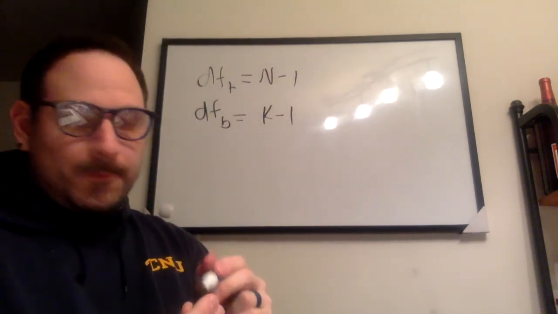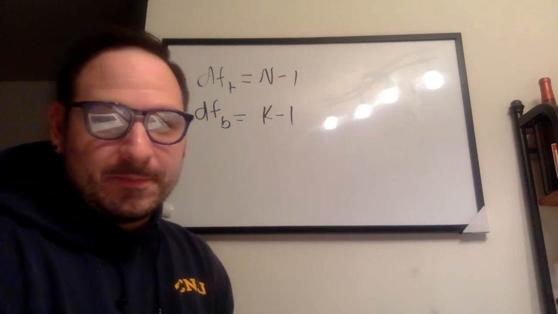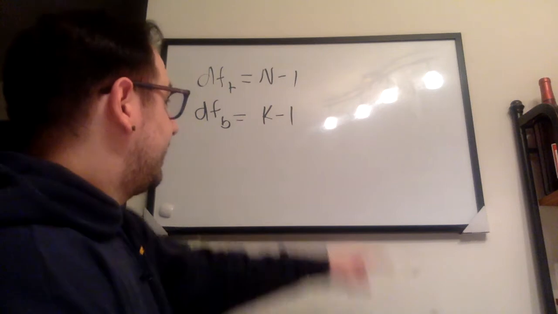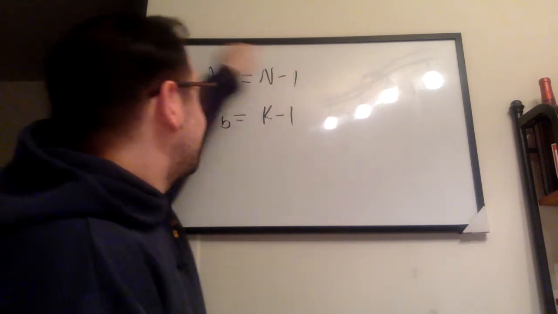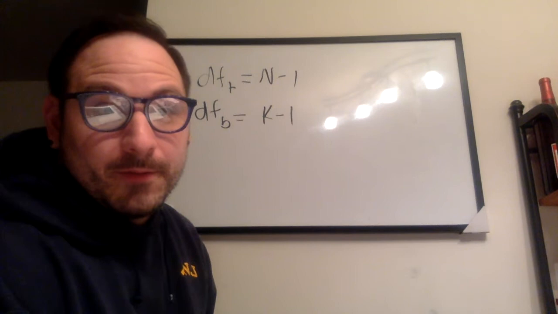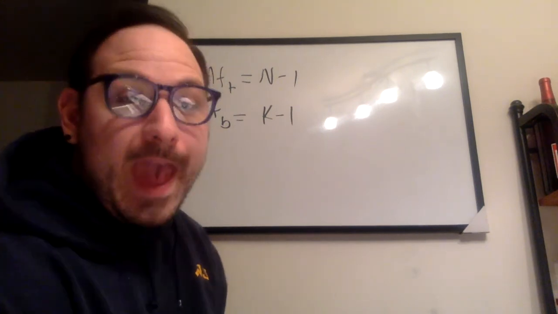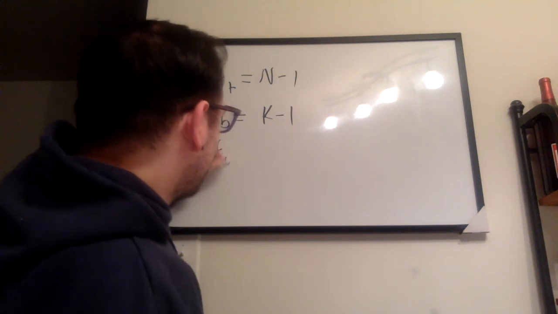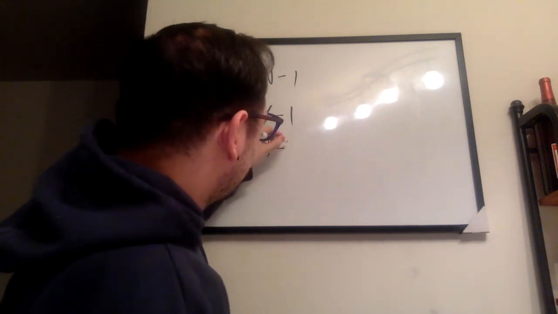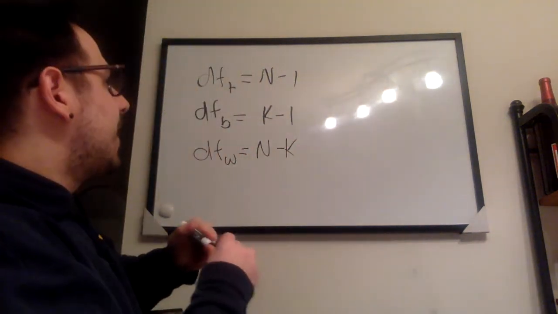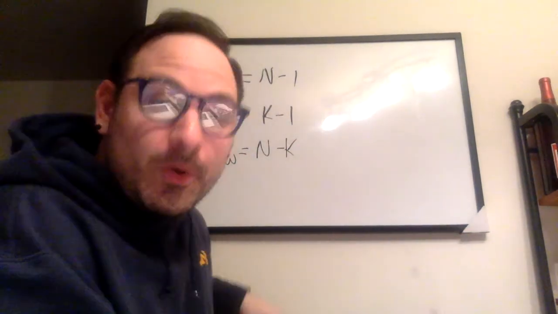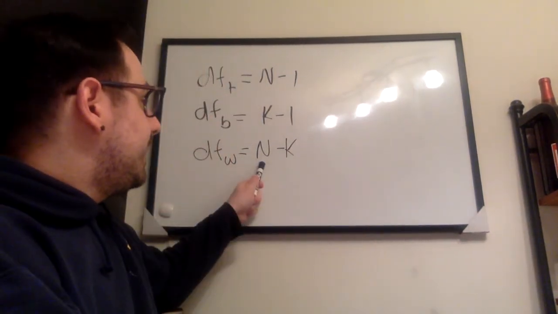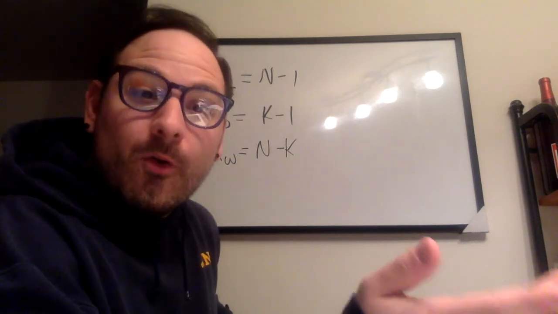I start with those two because if you're clever, the third one is a lot easier than it needs to be, because you can literally take this number and subtract it from this number, and that will give you degrees of freedom within. Or you can do N minus K. Big N minus K is the easiest way to do it. So within is big N minus K. If you had, let's say, 21 individuals broken up evenly into 3 groups, you're going to have 7 people per group. That's 20 minus 3, that's 17.